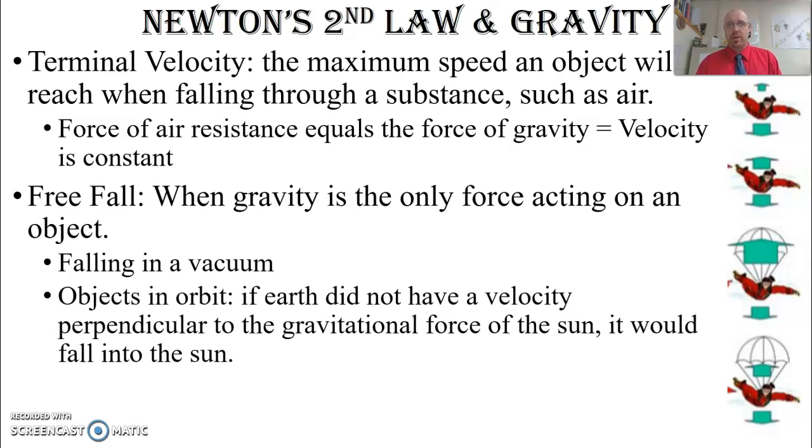So objects in orbit: if the Earth did not have a velocity perpendicular to the gravitational force of the sun, it would fall into the sun. What that basically means is the Earth itself has velocity. Because it's flying at a certain velocity, it's constantly falling towards the sun, but because of its forward velocity, it's constantly falling and missing. You imagine it just keeps going around and around because it's constantly trying to fall into the sun, but because it has a velocity behind it, it keeps moving. And there's no resistance to the Earth turning in space, so it will continue to maintain that speed, which is why the Earth's orbit hasn't slowed down and fallen into the sun. Okay?